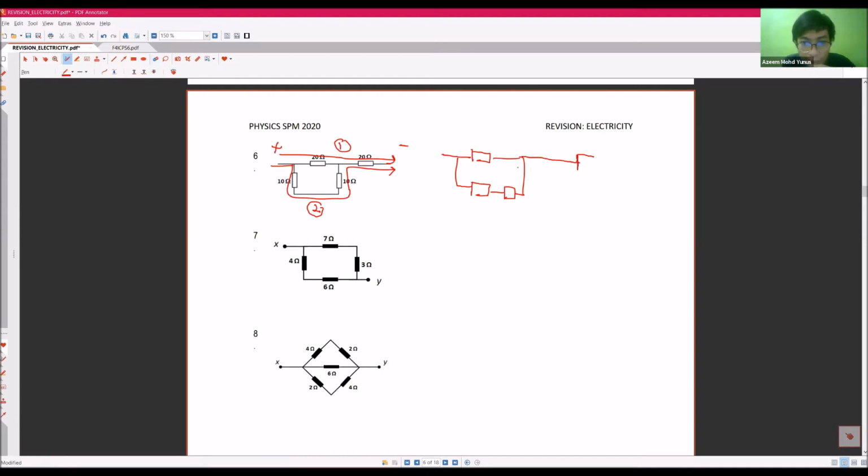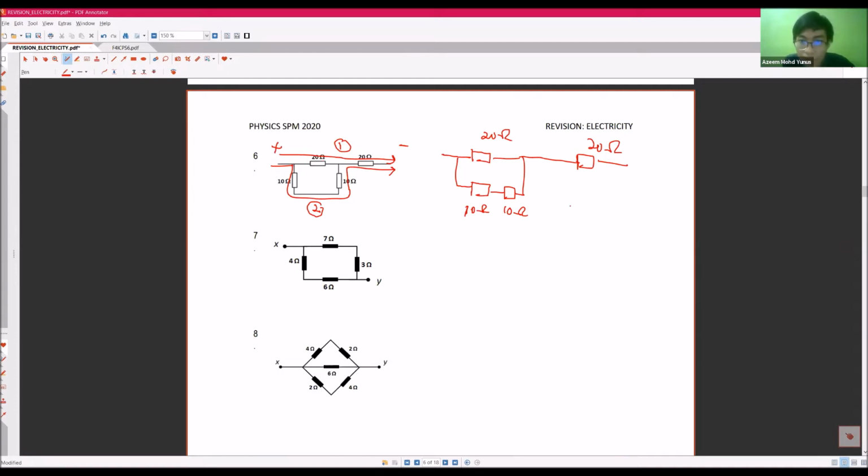So make it longer like that. So basically, we have this 20 ohm here, this 10 ohm, and this 10 ohm. This is also 20 ohm. So what I did just now, I make it look like a series. 10 and 10 look like in series, but in parallel with the 20 ohm above.